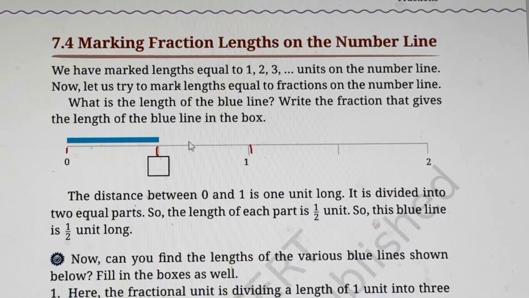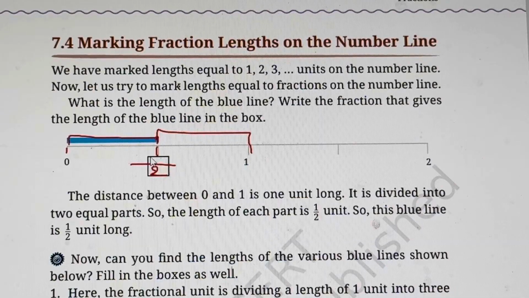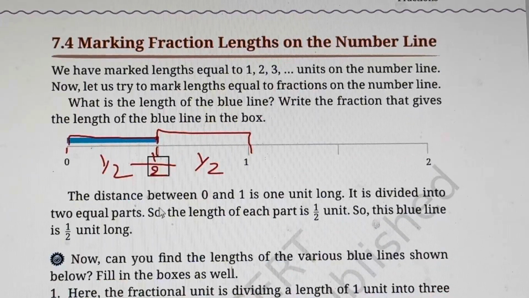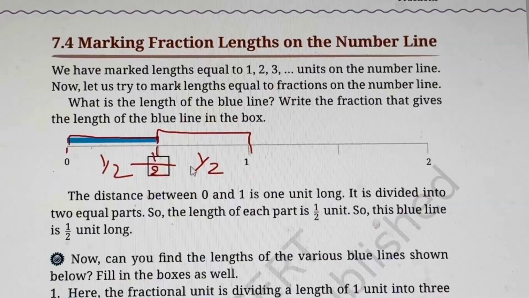This is 1 unit length, the length from 0 to 1, it is 1 unit. And it is divided into two equal parts. This is one part which is marked and this is one more part. So two equal parts and one part is shown by the blue line. So it is 1/2, or you can say it is half. This much is half and this is also half. So 1 unit length is divided into half. So the blue line represents half fraction, right?